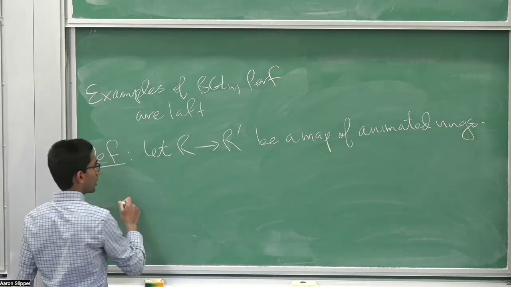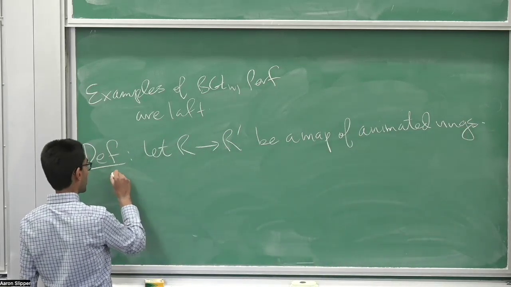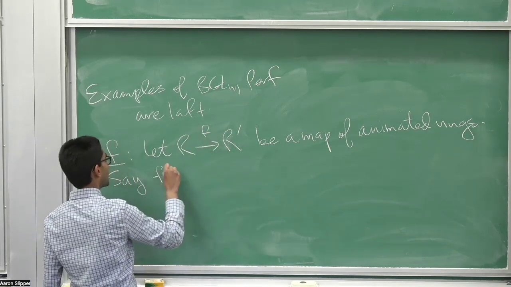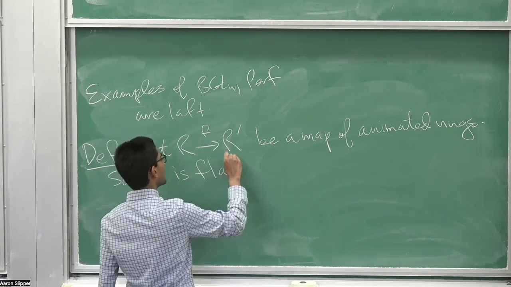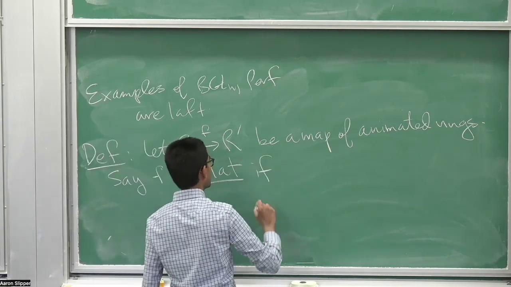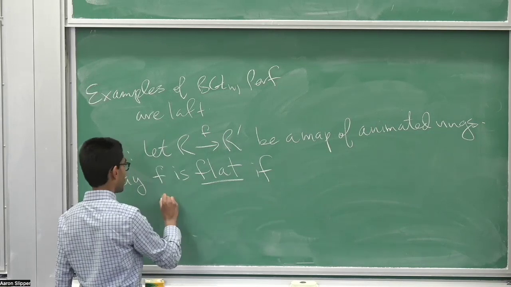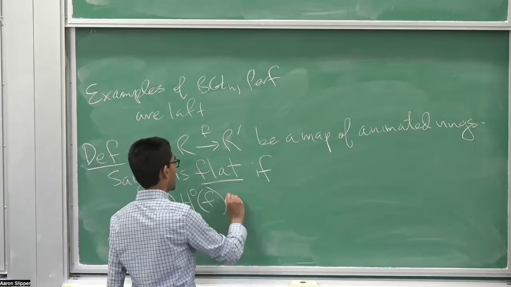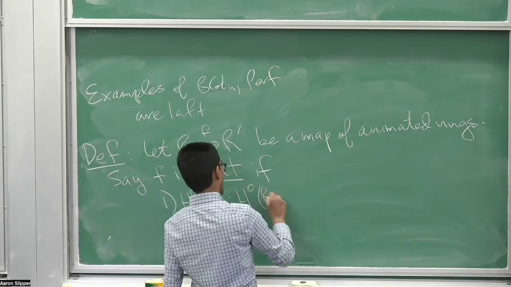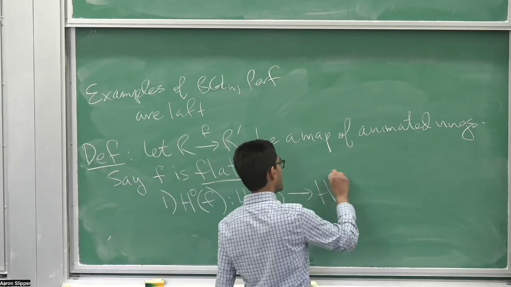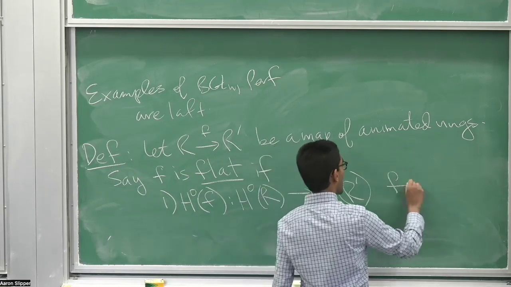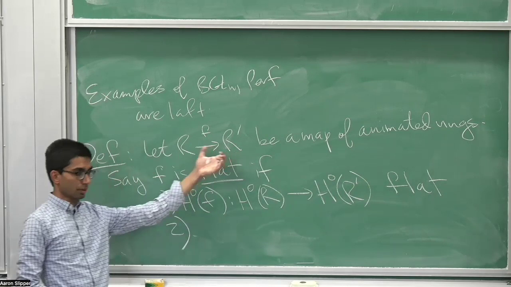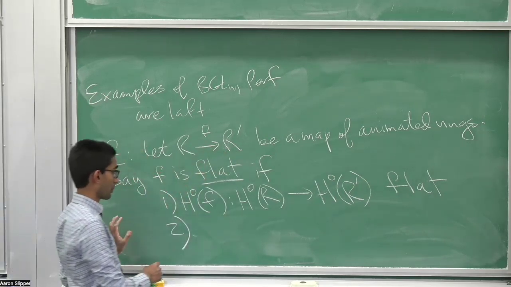We say that, for animated K-algebras, a map F is flat. We have two conditions. One is that it's flat on zeroth topology, so H0 of F, from H0 of R to H0 of R prime, is flat. And two is that on all the other cohomology groups, it's just induced from that.